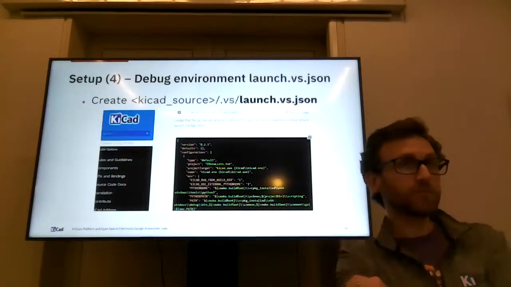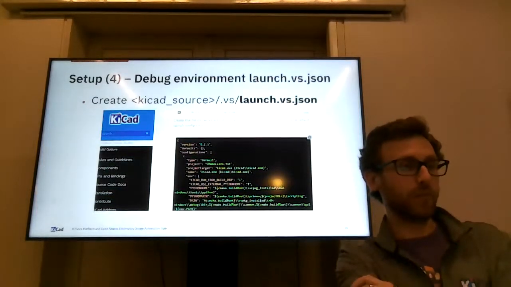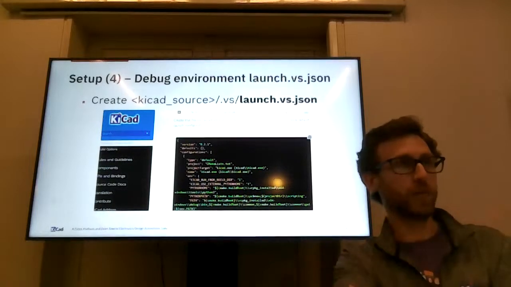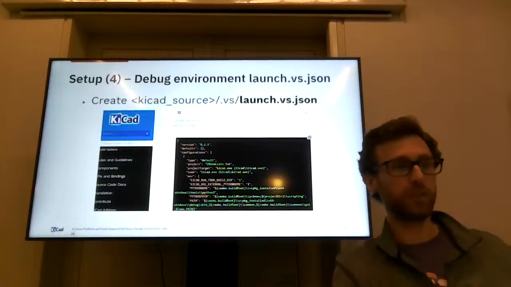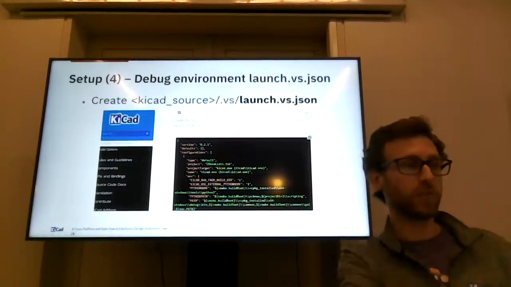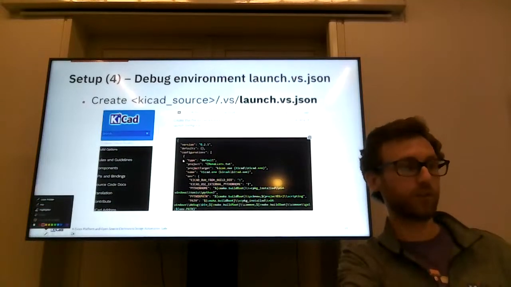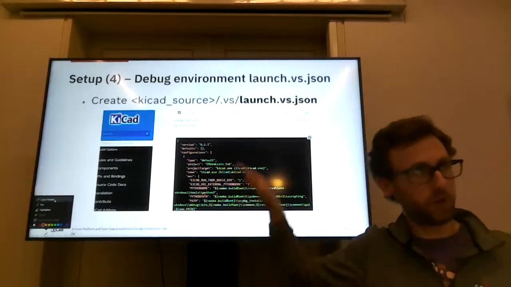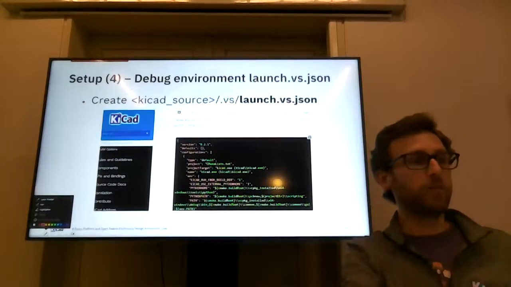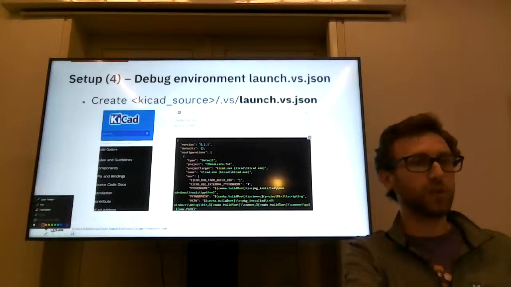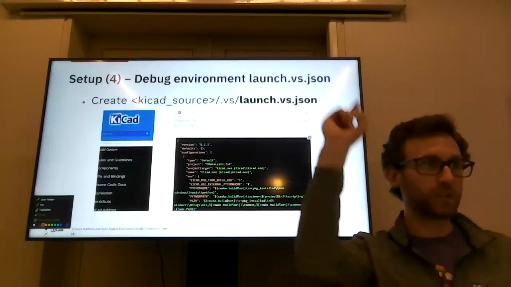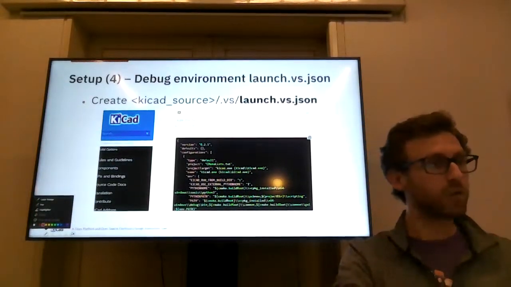Once you've got KiCad built, hopefully we get to that stage, in order to be able to launch any of the KiCad applications, you need to tell Visual Studio some details about the environment variables that need to be set up in order to correctly run KiCad. If you go back to the dev docs, there is already a sample that you can use. You can just copy and paste what's shown on the screen. It keeps going down, it's quite a long file. Paste it into your KiCad source, .vs folder, launch.vs.json. And then from then on, you can just start using the debugger and launch KiCad.